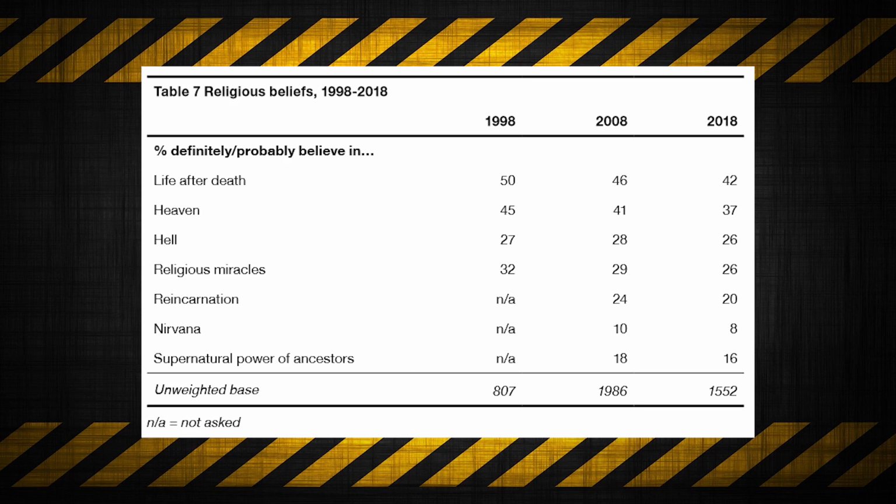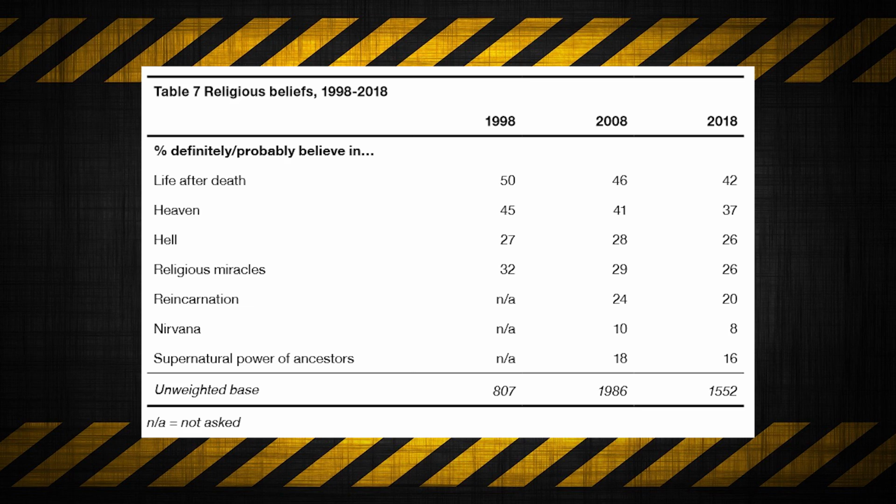Effectively, given that there's a fair number of religious people who we know don't believe these things, there must be a fair number of non-religious people who are still believing in these things. Percentage definitely or probably believe in life after death: 42% of the population. 37% believe in heaven. 26% believe in religious miracles. Get this, reincarnation. 20% of the UK population believe in reincarnation.